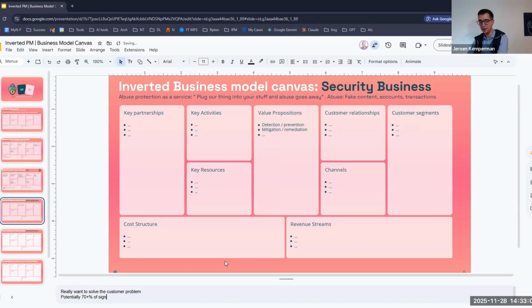All right, so let's tease apart this business, right? How is a business model canvas different for a company that does abuse protection as a service? I changed the name. We already added value proposition detection, prevention, and mitigation, remediation. I think those are almost the same thing.